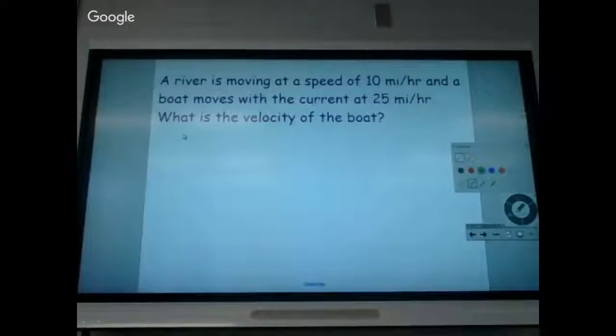35 miles an hour. Don't you have to include the direction? You could say with the current. If you put down the river, though, I would not want that long. With the current.